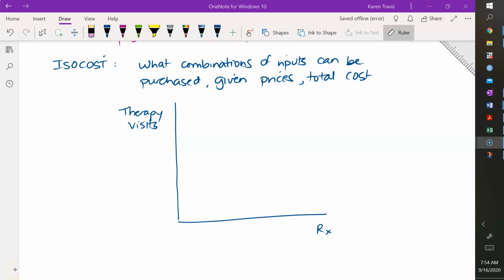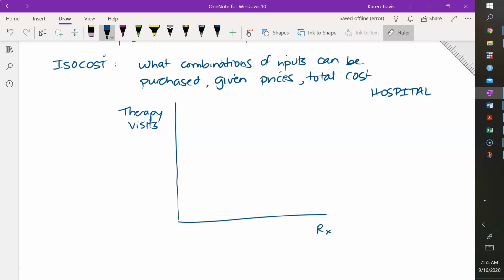ISA costs are about what combination of inputs we can purchase given a given set of prices and total cost. So let's think from the perspective of a hospital. This has to do with producing patient care, and not from the perspective of the patient, but the perspective of the hospital or producer. So an ISA cost describes these things.